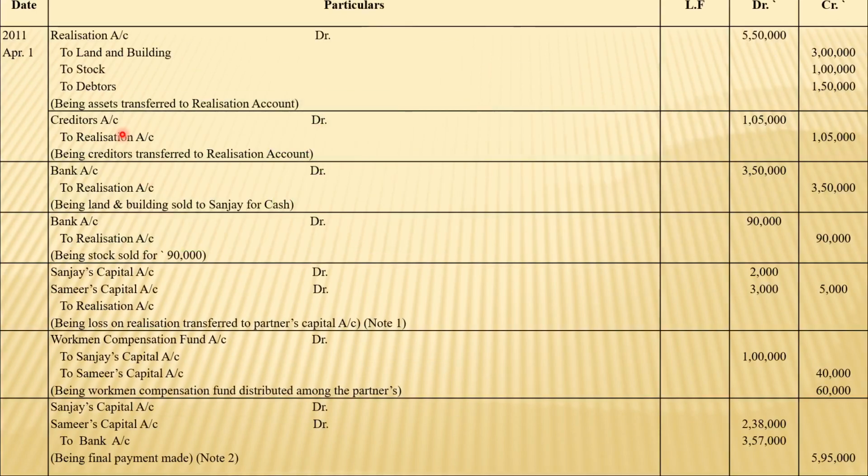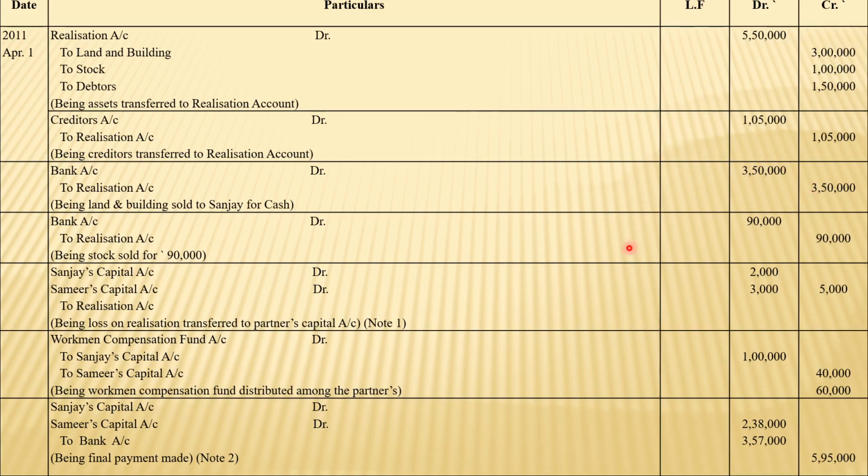Now, liability transferring: only one external liability is there. Creditors account debit to realization 1 lakh 5,000. Now, recovery of asset: land and building was taken by one partner, but he paid by cash. So therefore, bank account debit to realization at that amount, 3 lakh 50,000, which he paid. So bank account debit to realization 3 lakh 50,000.